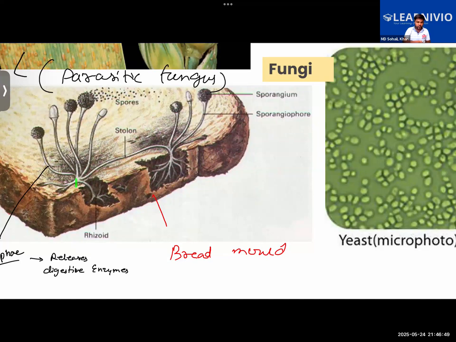What is the function of spores? Yeah, what's the function of these tiny dots, tiny spores coming out of this? Sir, these help in the process of fermentation. Actually, Aman, the answer is not correct. That is not used in fermentation. Fermentation is a different thing, completely different from this.